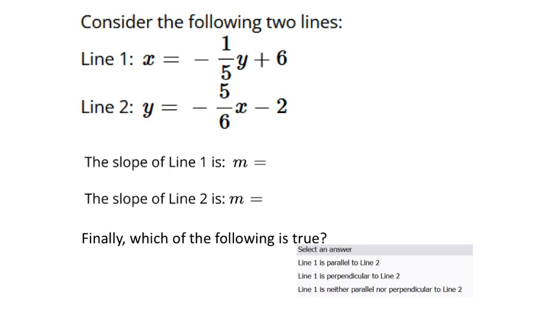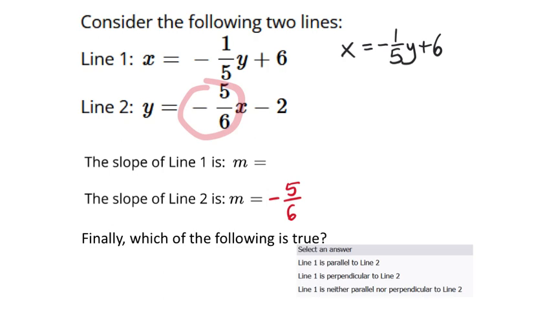I'm going to start with line 2 just because I can see the slope is given right there, negative 5/6. So line 2 has a slope of negative 5/6. If line 1 is parallel, it has to have the same slope, negative 5/6. If it's perpendicular, the slope is going to have to be 6/5. But I don't know what it's going to be, so let's find out. So I'm going to take that equation, x equals negative 1/5 y, and then plus 6.